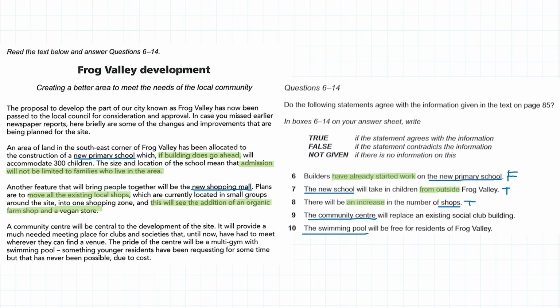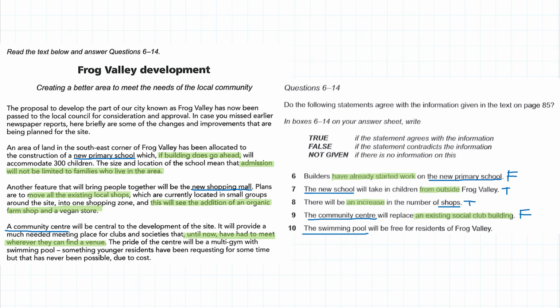What about number 9? The community center will replace an existing social club building. So that means there is currently a social club building and it will be replaced by the new community center. But when we read the paragraph about a community center, we find this information that until now, they have had to meet wherever they can find a venue. This means there is no existing social club building. So the community center will not replace it because there is no existing building. And this means the answer is false.